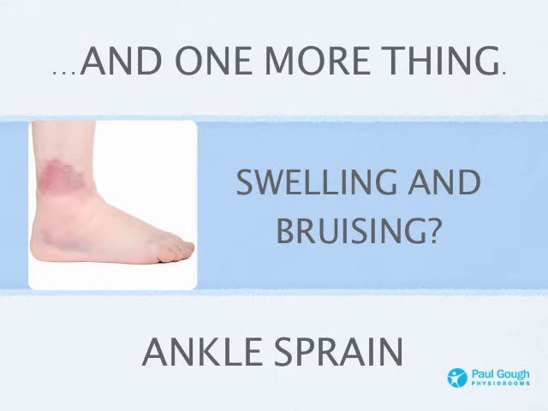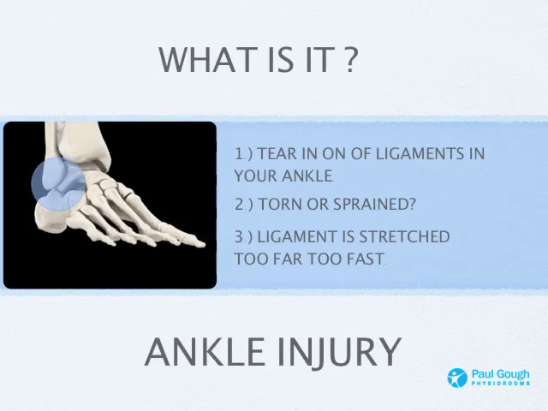And one big thing, your ankle may look like this when you first did it. And this is not uncommon to have happened in the first 4 or 5 days, to see this much swelling and bruising around the ankle and around your foot. So what is it? Basically, an ankle sprain is a tear in one of the ligaments in your ankle. More often than not, it's on the outside, and don't worry too much whether it's torn or sprained.